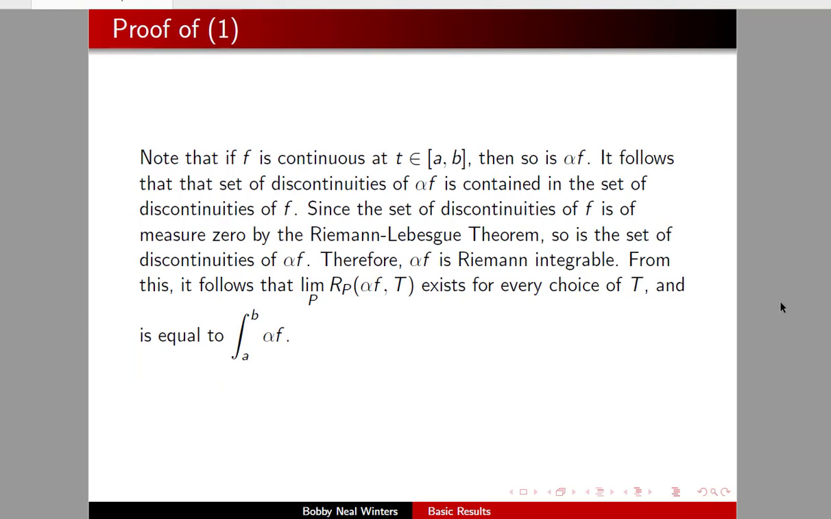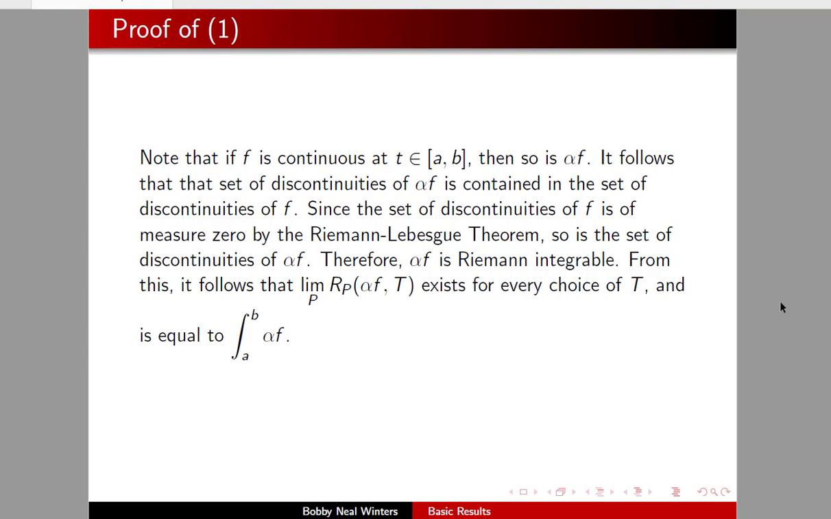Note that if f is continuous at t in the closed interval [a, b], then so is alpha times f. It follows that the set of discontinuities of alpha times f is contained in the set of discontinuities of f. By the Riemann-Lebesgue theorem, the set of discontinuities of f is of measure 0, so the set of discontinuities of alpha times f must also be of measure 0. Therefore, alpha times f is Riemann integrable.